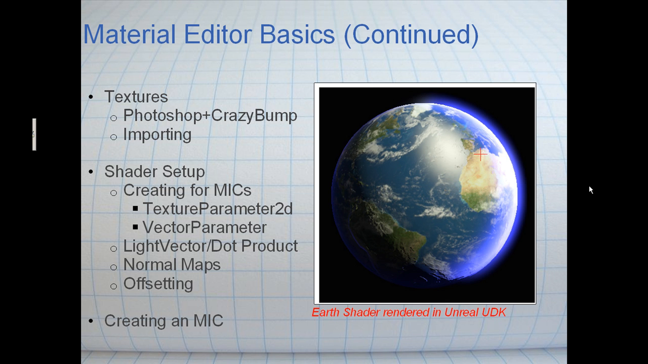We're going to talk about Photoshop and Crazy Bump and why I like Crazy Bump to generate normal maps. We're also going to talk about the shader setup for this in detail. We're going to create this material so that we can instance it using material instances. And we're going to talk about texture parameter 2D and vector parameter, very important when creating MICs. And we're going to talk about something that's not documented very well called the light vector. And we're going to go ahead and create an MIC of this and throw it in game.